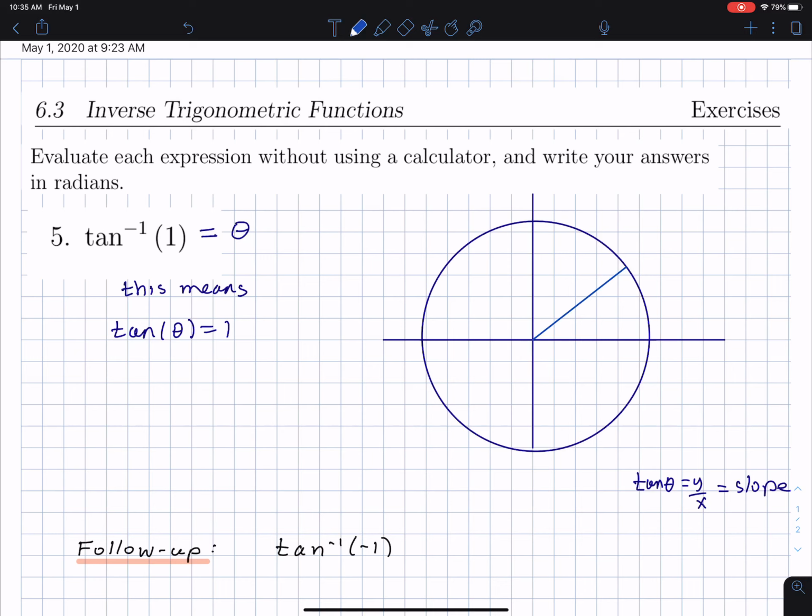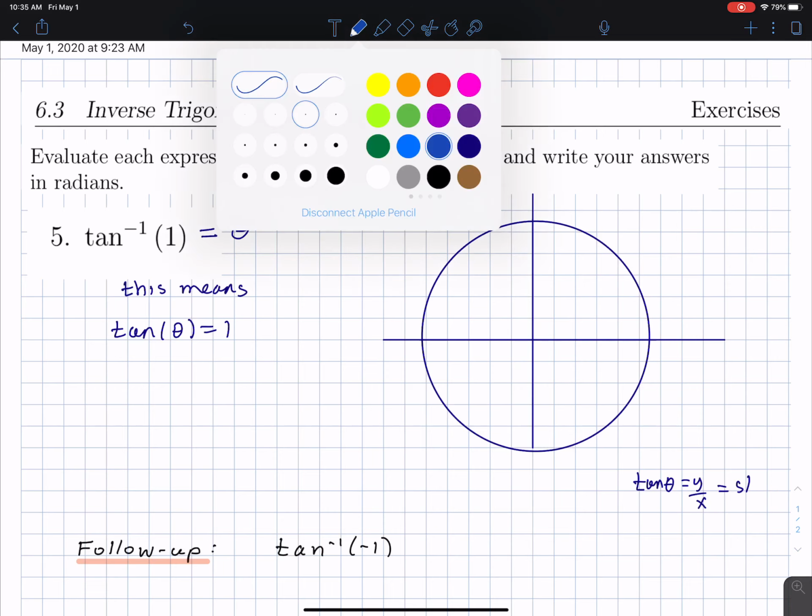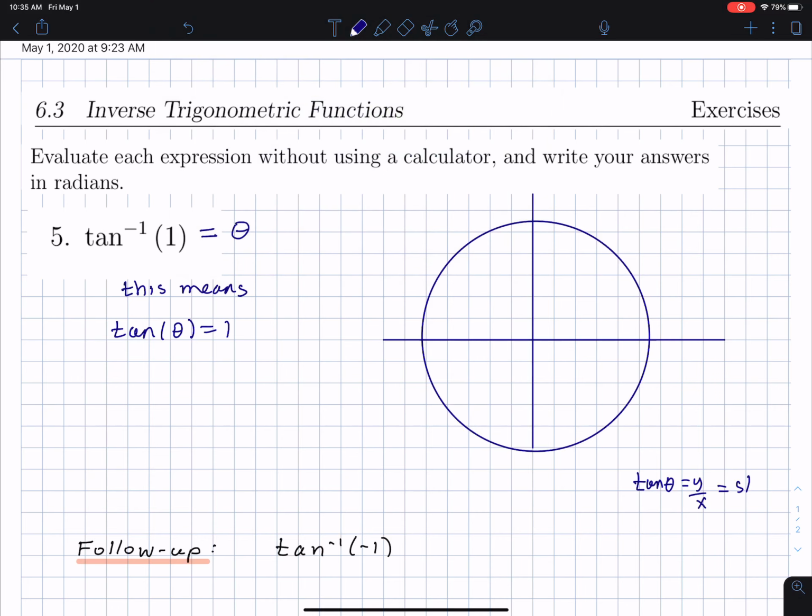My picture was not really all that good on that, sorry. Okay, I'm going to do better this time. All right, so this has slope 1. 45 degrees, slope 1. That's one way to look at it. Another unit circle approach is to list these numbers.